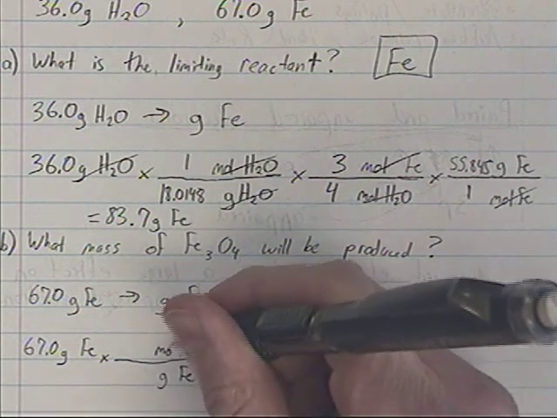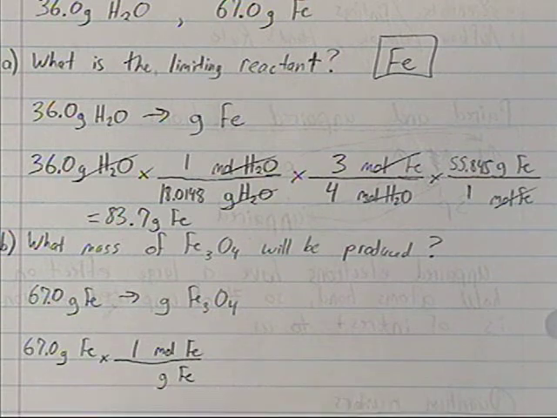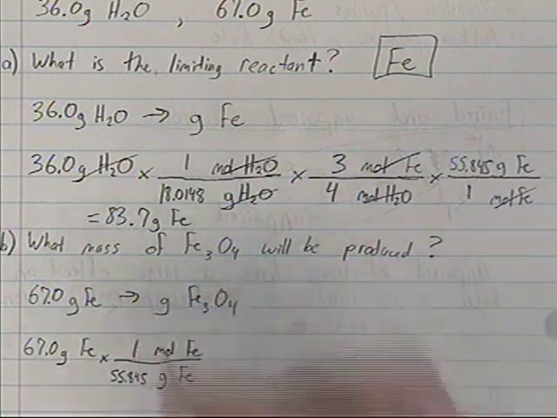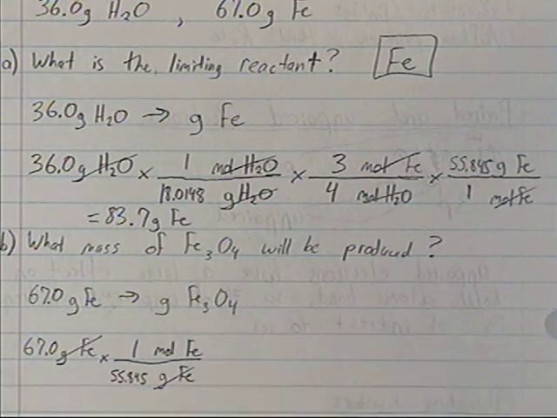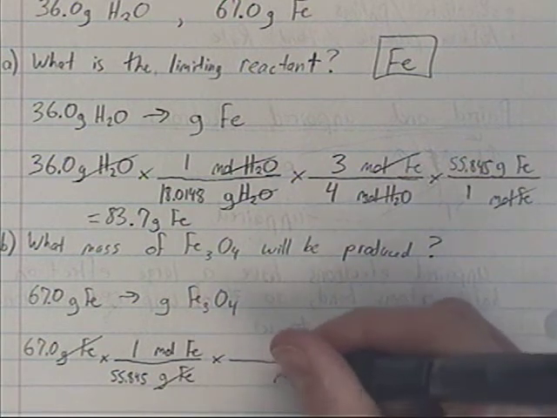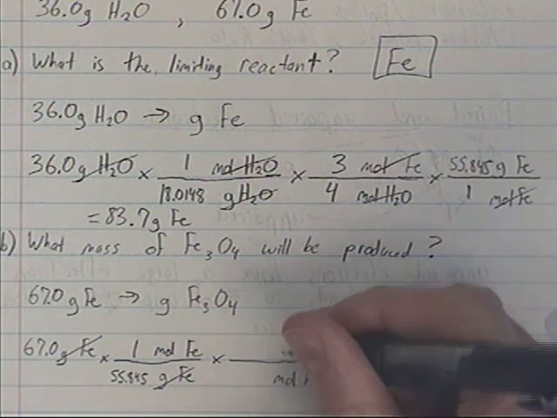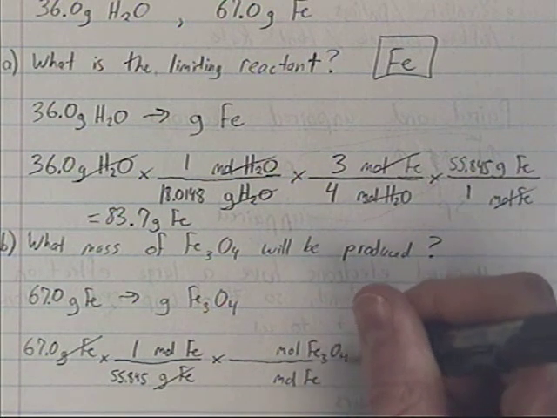Next step will be moles of iron. 1 mole of iron is the same as 55.845 grams of iron. That's off the periodic table. Grams of iron cancel, leaves me with moles of iron. I want to get rid of moles of iron, so I put that down in the bottom because it's up in the top to start. And I want to get to moles of Fe3O4.